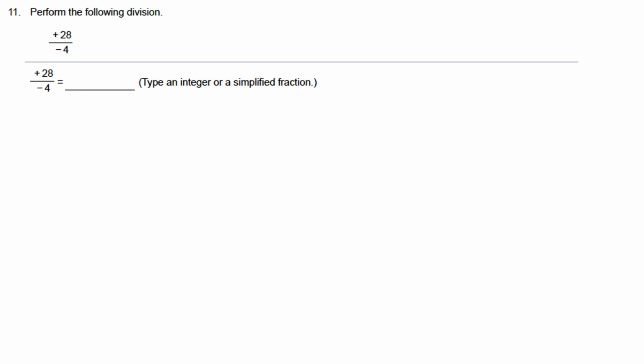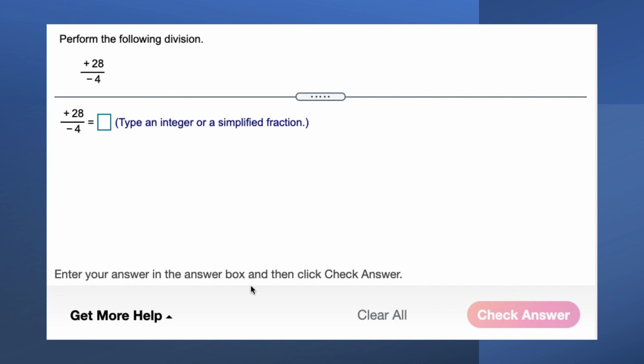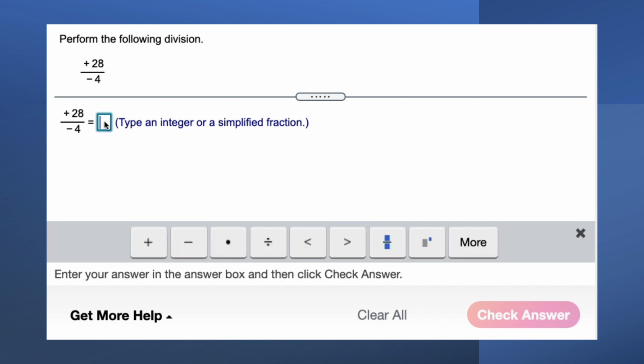Perform the following division. Positive 28 divided by negative 4. Now I have a positive being divided by a negative. My signs are opposite. So that means my answer is going to be negative. 28 divided by a negative 4 gives me a negative 7. So my answer is negative 7. To type in negative 7, we'll select the negative sign and type in a 7.